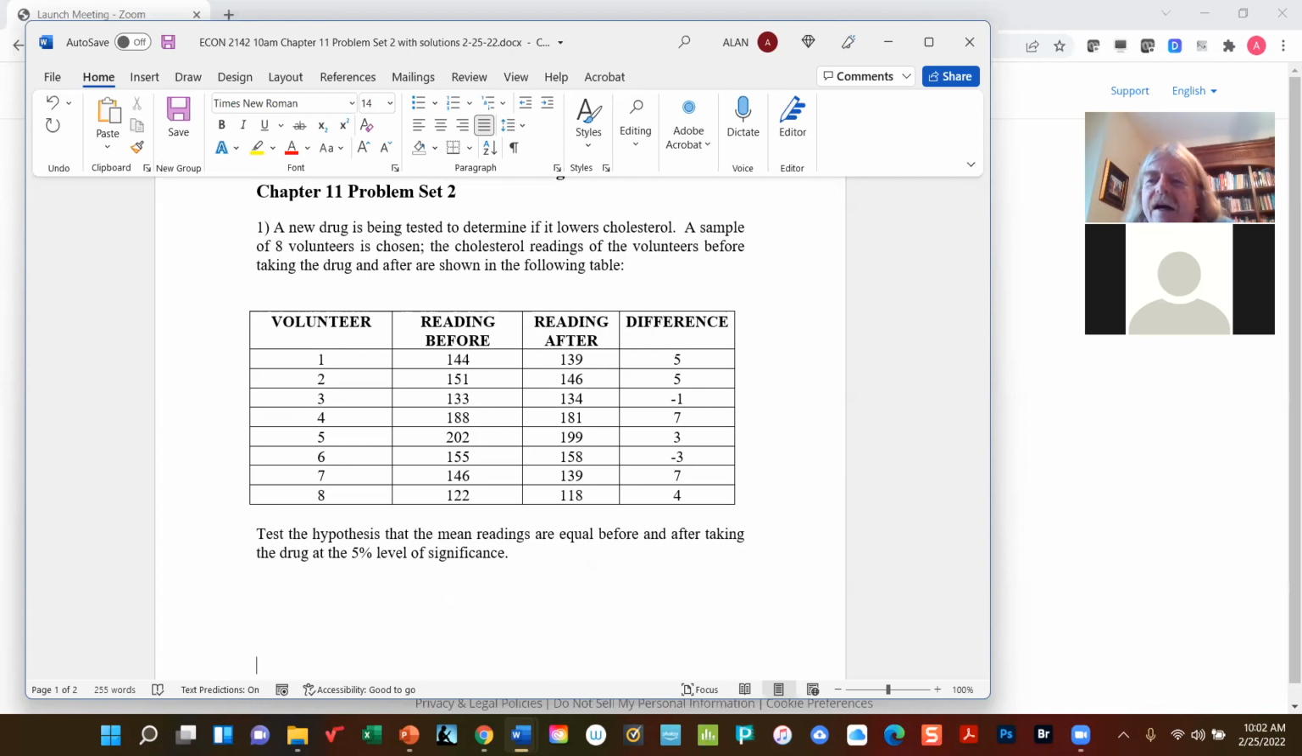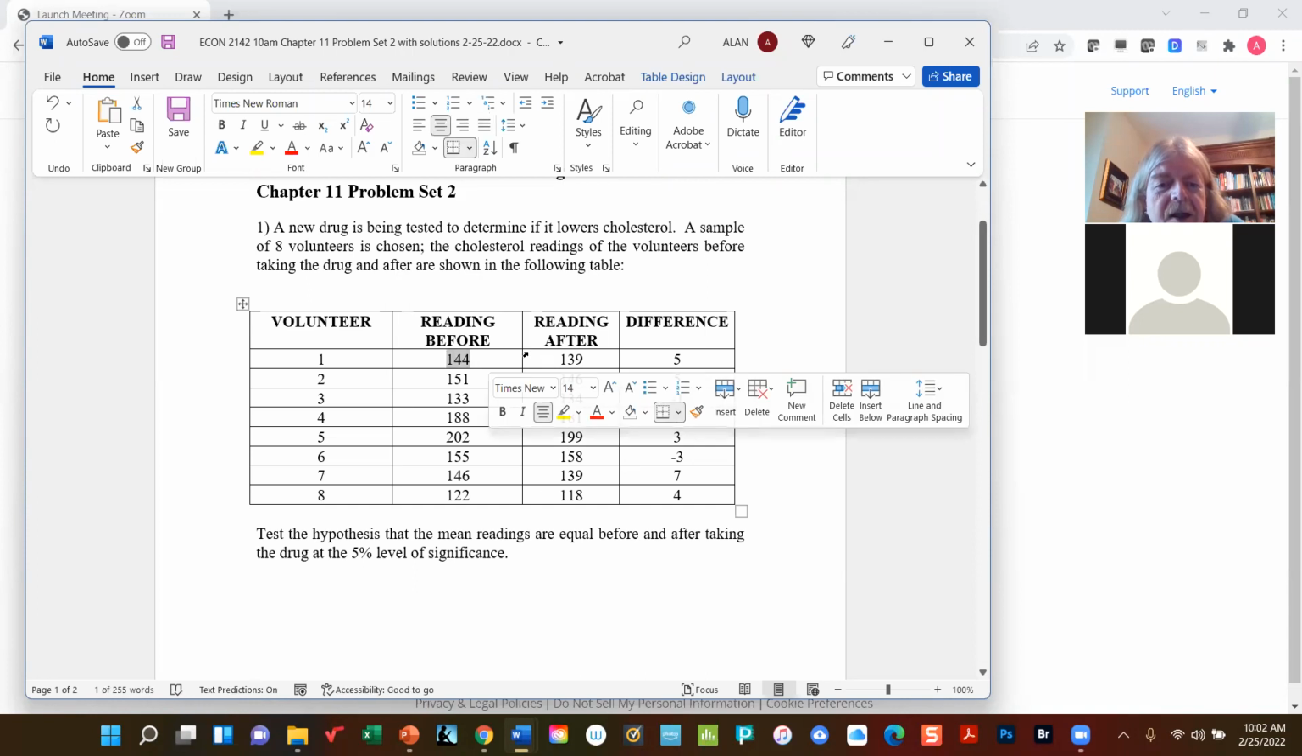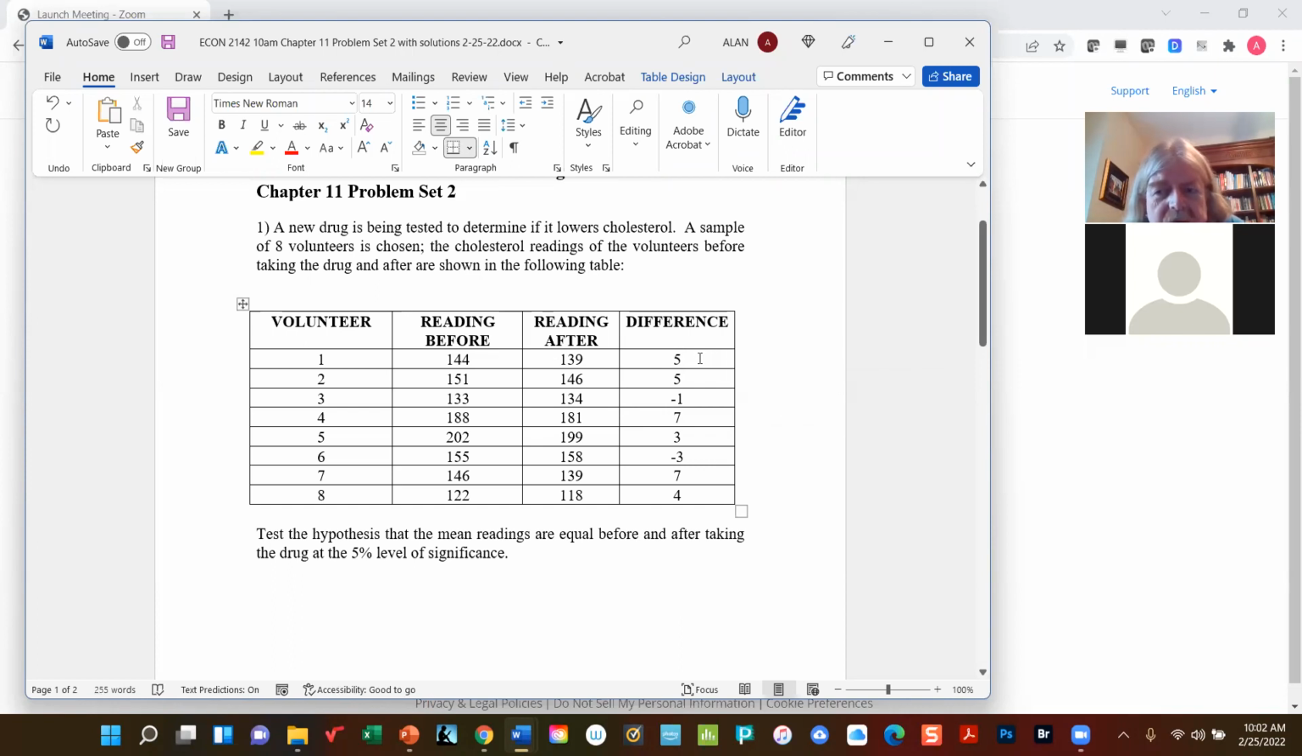Now, here I've very kindly given you the differences already. If they're not there, you have to do this yourself. And remember, the differences are defined as the before readings minus the after readings. So in this case, for example, 144 minus 139 gives you a 5. Now, this is exactly what the drug company was hoping to see. Positive differences are good because that means the cholesterol is going down. That's the purpose of this pill, to lower cholesterol.